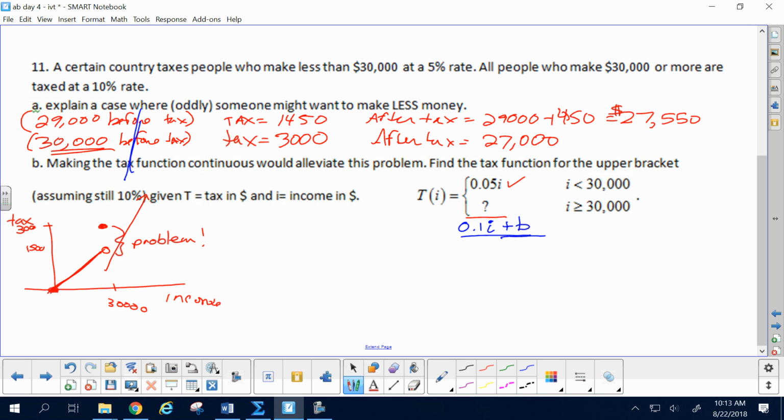Well, think limits. Don't I want the left hand and the right hand to be the same? So the limit as what approaches what? What are the variables here? There's no x here. As I approaches 30,000 is the handoff point. From below, what's the rule for that region?